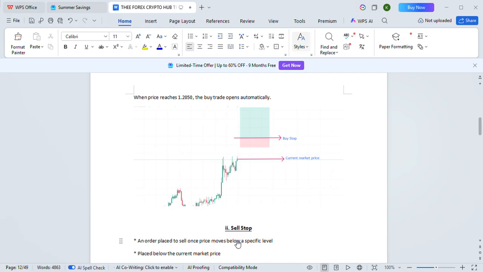I hope that one is clear, right? So now, that was instant execution. Let's come now to the other types of orders where we had buy limit and sell limit. So let's start with what? Let's start with the buy limit.